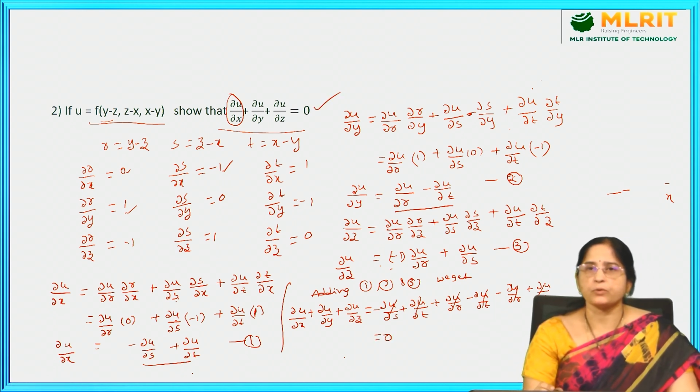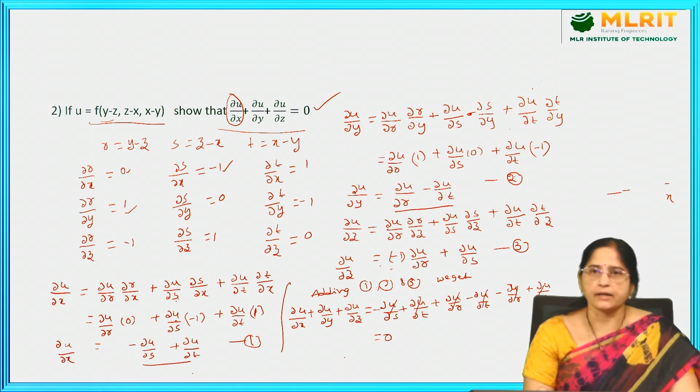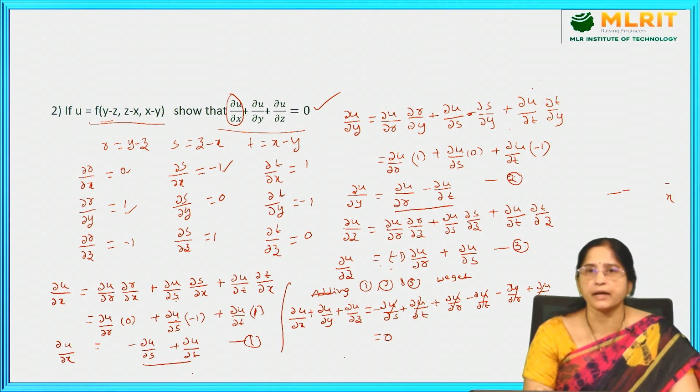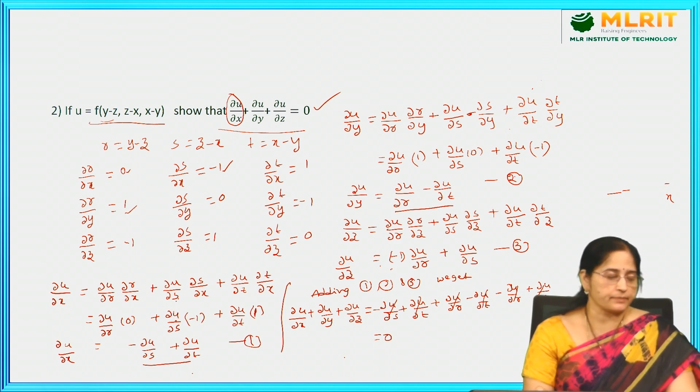So, this is about the chain rule for u as a function of r, s, t, and r, s, t are functions of x, y, z. We can apply the chain rule in the Cartesian coordinate system. Next session, I will explain how to find the chain rule in the polar coordinate system. Thank you.